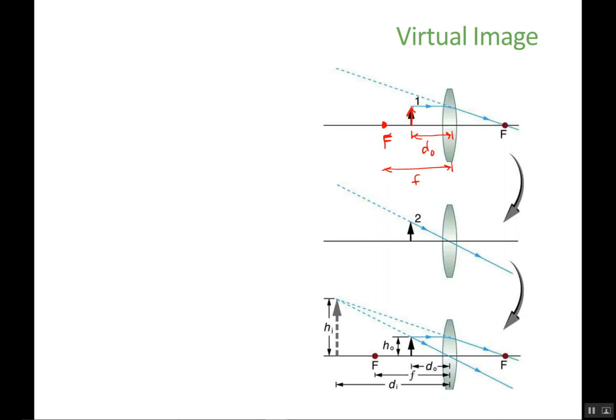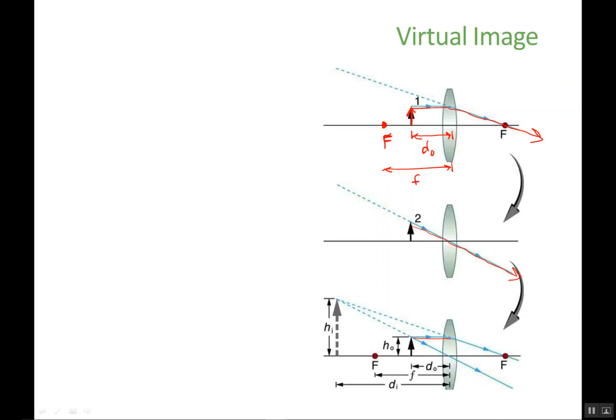Ray number 1 is a ray that leaves the object in such a way that it is parallel to the optic axis. It's redirected to pass through the focal point. Ray number 2 passes through the center of the lens. And that's enough information to determine where the image is formed. We just have to determine where those two rays intersect. But there's a problem.